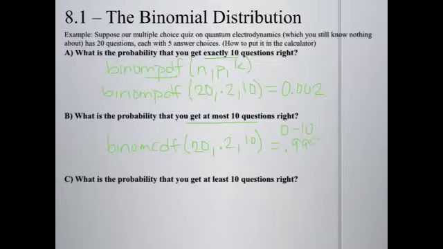Now this makes sense. You're guessing on a 20 question test, multiple choice, 5 answer choices. What's the probability that you get at most 10 questions right? So less than half the questions on the test right. 99.9% chance. That makes sense.